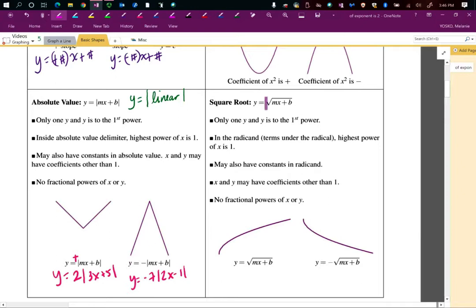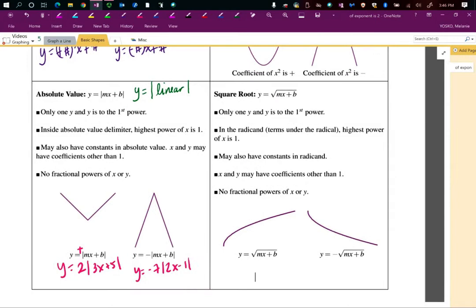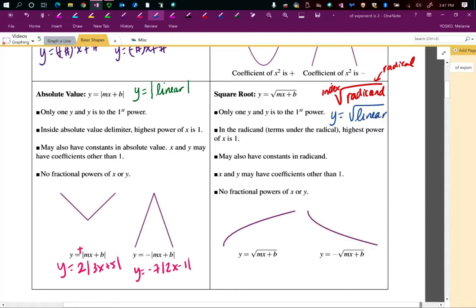Okay, then we have a square root. Again, look under the root. We talk about the anatomy of a root. This is called the radical. This is the index right here. And what is underneath is called the radicand. Okay, so notice we have y all by itself to the left. Y to the first power equals this root. And again, look, y equals the square root of something linear. X is to the first power.